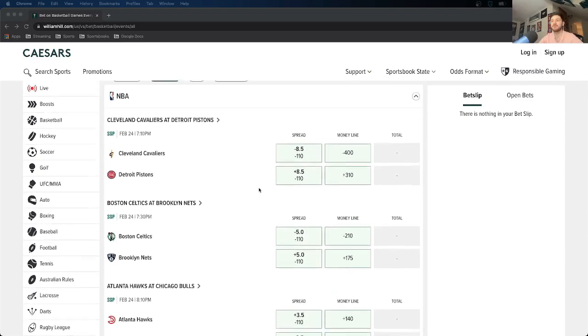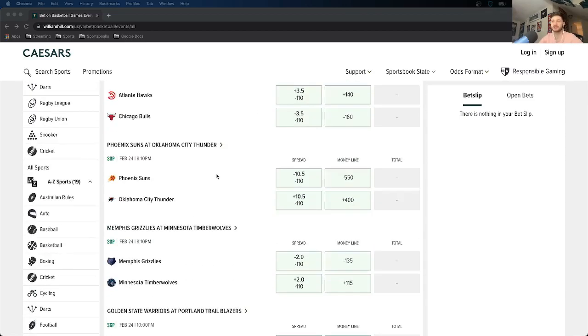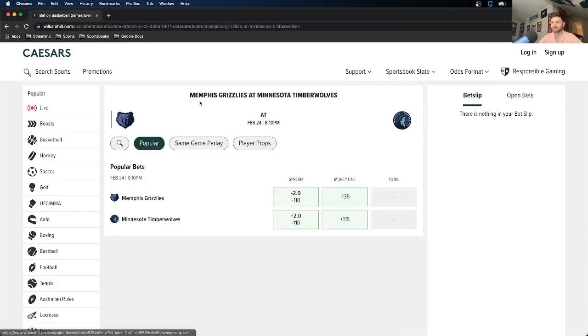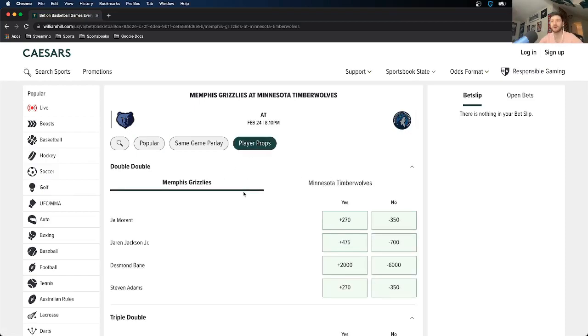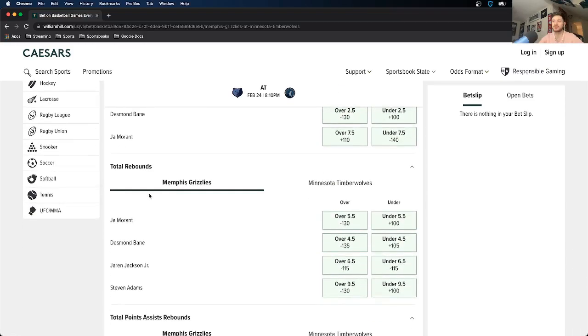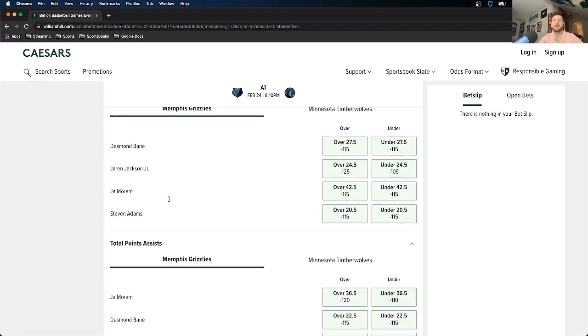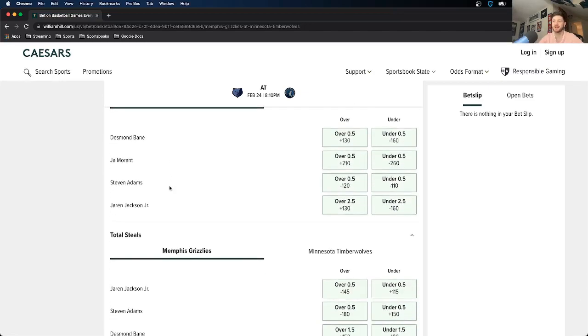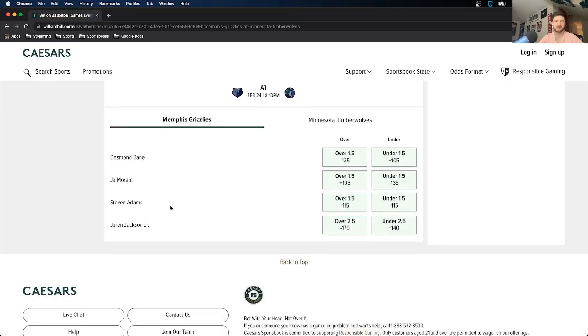So what I have up here is just a list of all the NBA games. I'll just click a random one like this Grizzlies versus Timberwolves game. Click into that and you see the different options here. Same game parlay, which I just mentioned, but player props is what we're going to be talking about specifically. So you click this button here and then all the player props show up. So double-double, triple-double, total points, total assists, rebounds, points, rebounds, assists, points, assists, points, rebounds, rebounds, assists, three-pointers, blocks, steals, stocks, which is blocks and steals.